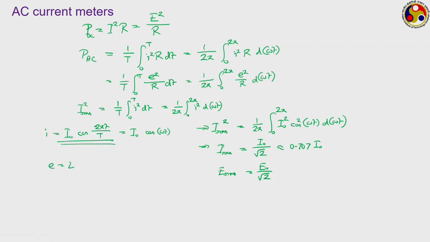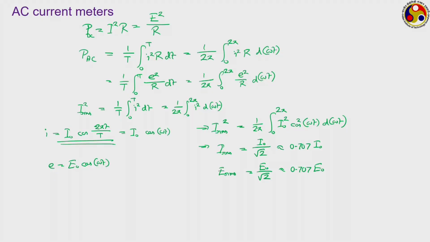That is when small e is equal to E naught cos of omega t. In that case it also becomes 0.707 E naught. That is, the RMS value will be only about 71% of the peak value, and using the AC meter, following the principle for any DC power measurement, we can get the value of the RMS or peak current following this simple relation.